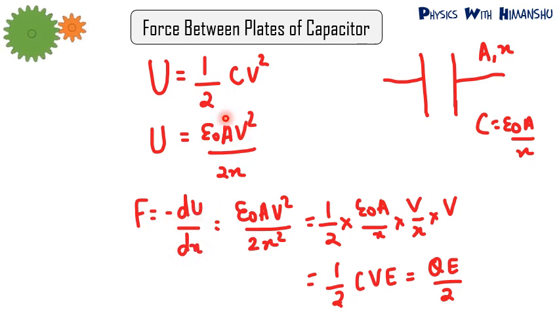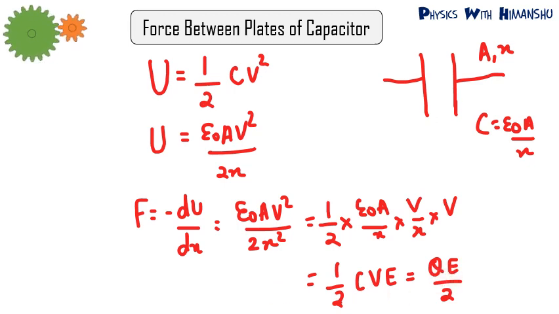So differentiating this formula, 1 upon x will become minus 1 by x square. This minus and minus will cancel out. So force will become epsilon naught A V square upon 2x square. We can write it like this, half into epsilon naught A upon x into V by x into V. Now epsilon naught A by x will be capacitance, that is C. V by X is basically E and V will be V only. So CV is Q, so formula becomes QE by 2.